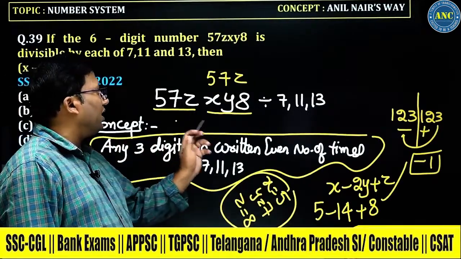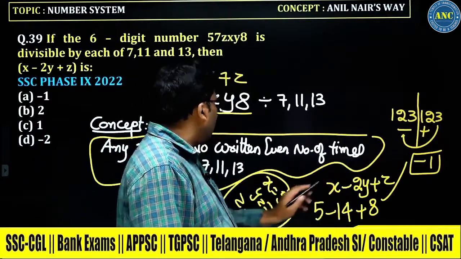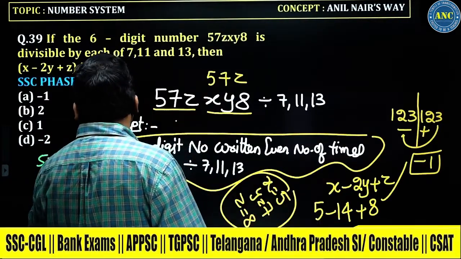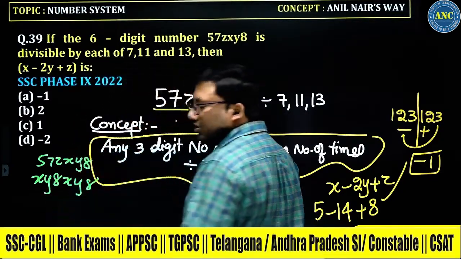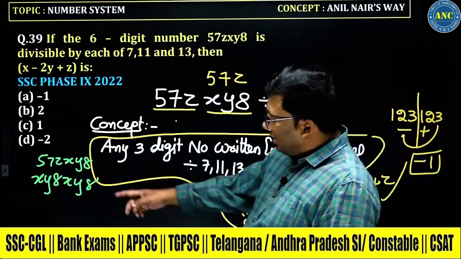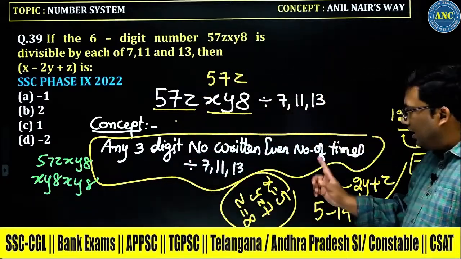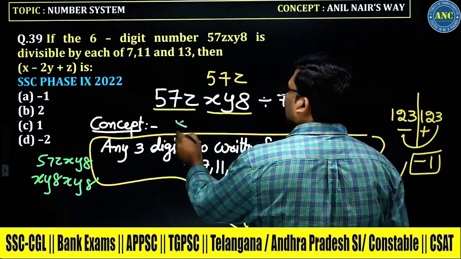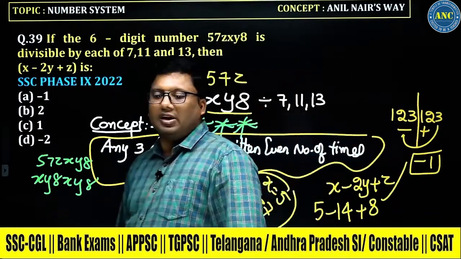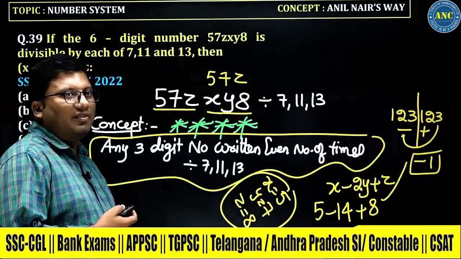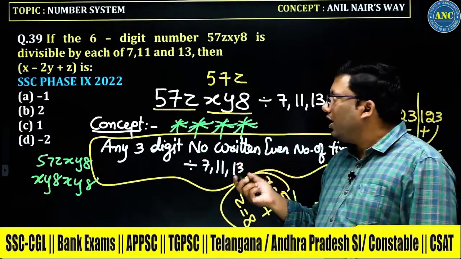Any 3-digit number written an even number of times, or you can also do it this way: 57Z XY8. Here it is XY8. That also will give you the same answer. X will be 5, Y will be 7, Z will be 8. Very, very important point, sir. Any 3-digit number written an even number of times is always divisible by 7, 11 and 13. I hope the idea is very much clear to you.